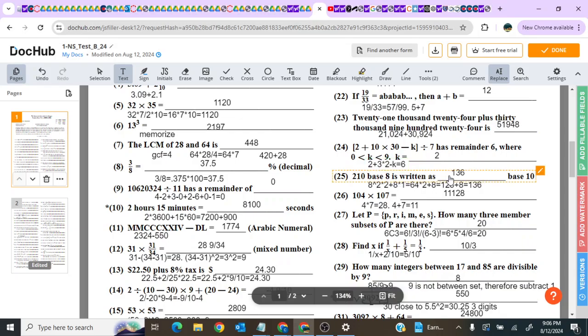210 base 8 is what in base 10? Well, how bases work is this digit is equivalent to 1, this digit times the base, this digit times the base squared. So 8 squared times 2 plus 8 times 1 gets you 136 as your answer.